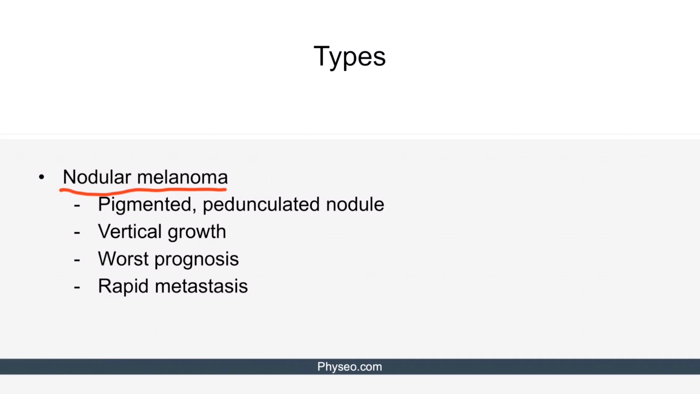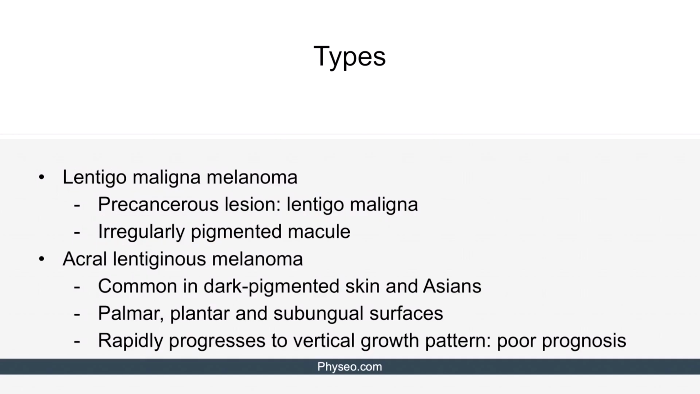This presents as a pigmented pedunculated nodule and is characterized by a vertical growth. Vertical growth refers to the growth of a lesion in a vertical manner. And nodular melanoma actually has the worst prognosis, and it rapidly metastasizes. Lentigo maligna melanoma is another type that arises from a precancerous lesion called lentigo maligna. It commonly occurs in the elderly as an irregularly pigmented macule.